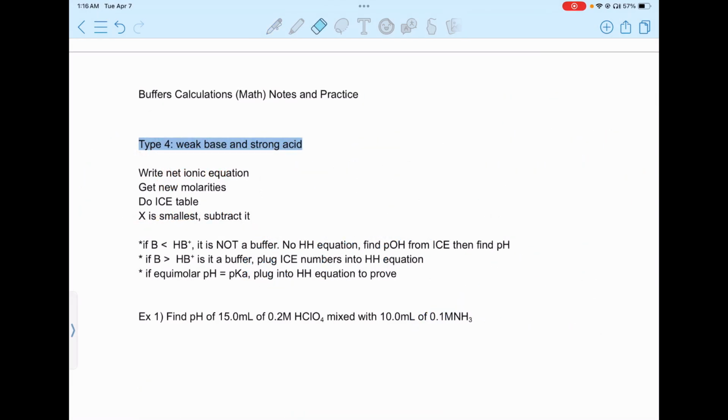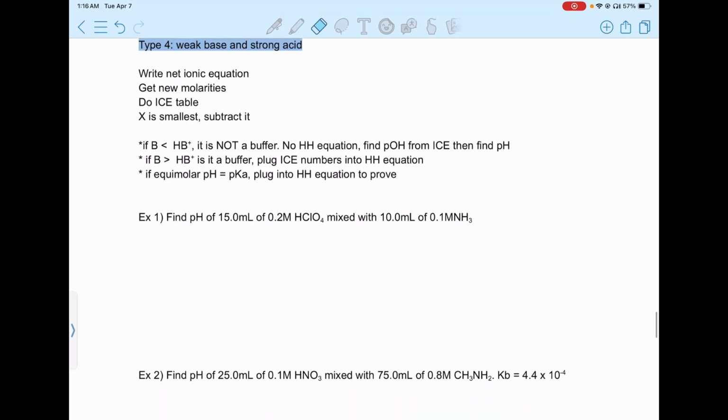Okay, last section. Moving on to type 4, weak base and strong acid. Notice we're going through the exact same steps as we did in type 3. We're going to write that net ionic equation, get new molarities, do the ice table, subtract the smallest x, and then we have to figure out from there, based on which one's bigger, what our next approach is. So extremely similar to what we did before, and I'm going to roll through this one much more quickly with you. Let's get started on example 1.